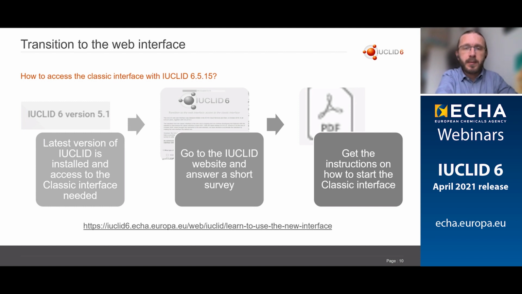So how to access the classic interface with Euclid 6 version 5.15? First, you need to download Euclid and install it on your computer or on your server. And if you need to access the classic interface, please go to the Euclid website to answer a short survey. You see the link on this page. After you have completed this short survey, you will get the instructions on how to start the classic interface.